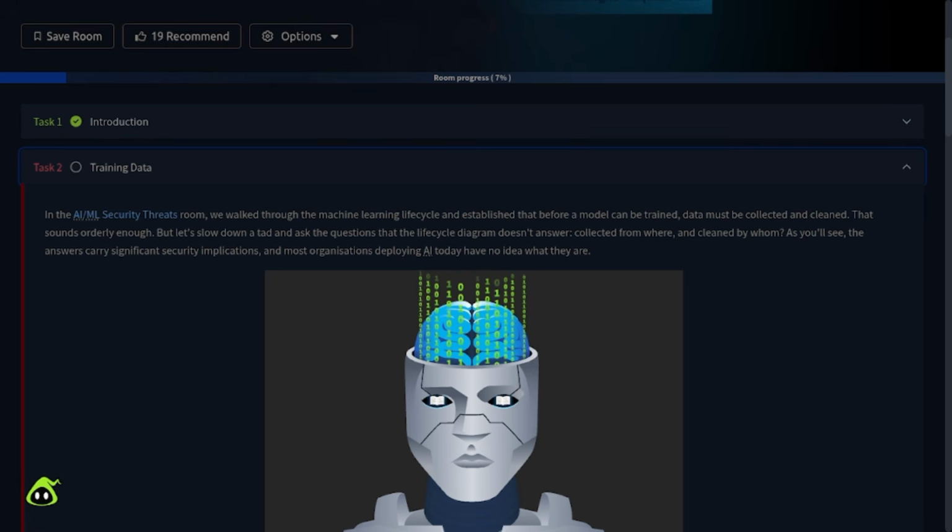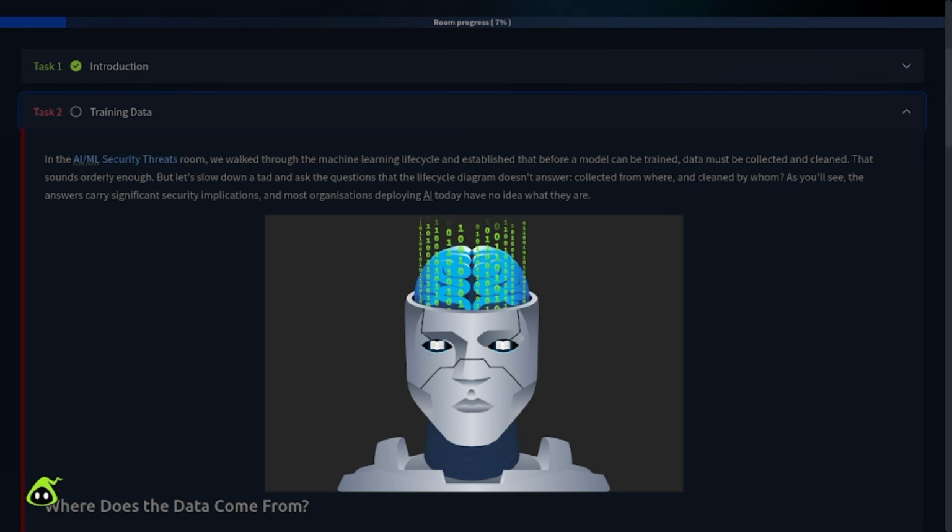Training data in AI and machine learning security threats. We walked through the machine learning lifecycle and established that before a model can be trained, data must be collected and cleaned. The important term here is cleaned, because there is a lot of data on which the model is trained, and if we are training an LLM for a particular purpose, then we need to clean the data: for any legal restrictions, for anything illegal, for any PII, personally identifiable information, and for any API keys. And that sounds really orderly, as if it's done in an orderly way. But let's slow down and ask the questions that the lifecycle diagram doesn't answer.